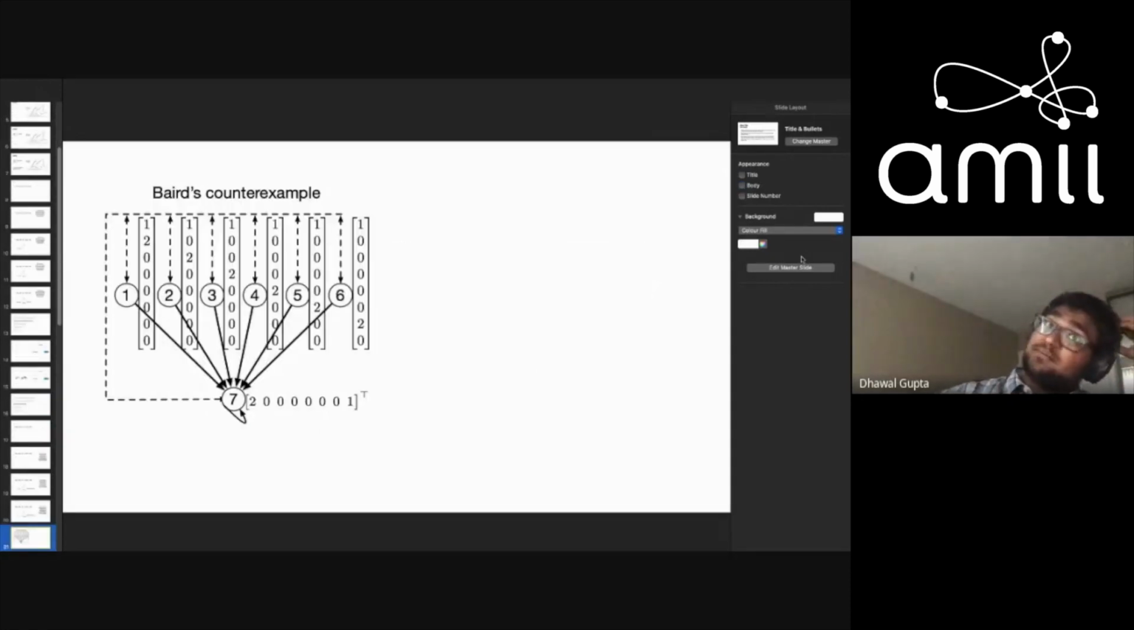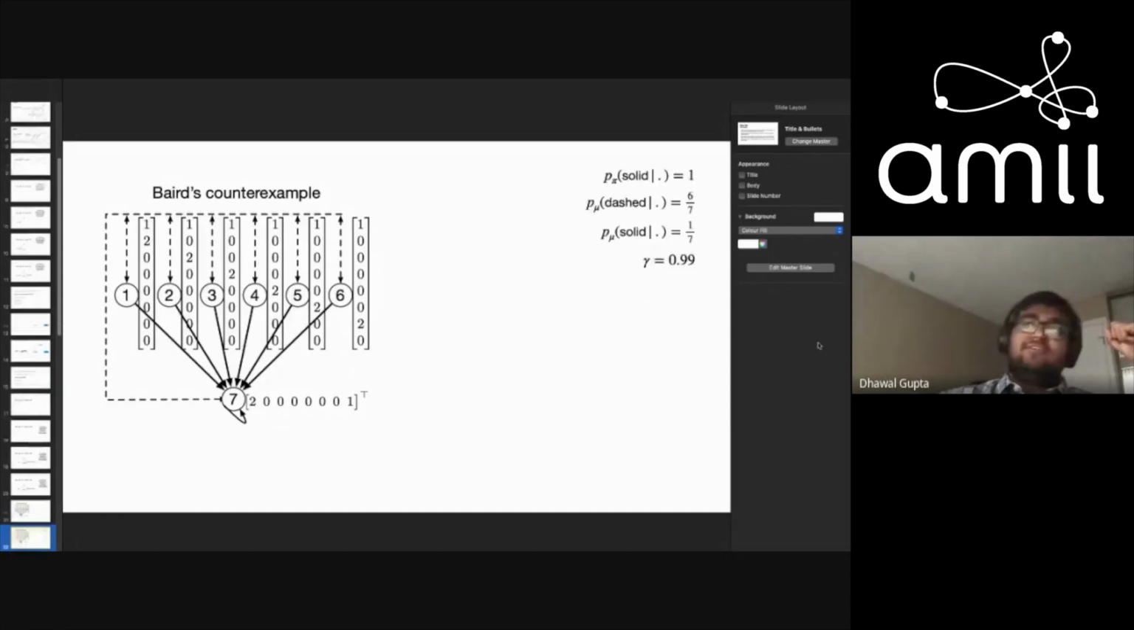Moving on to Baird's counterexample. It's a very famous example which shows divergence of TD learning, where we have an environment with 7 states, and our feature representation is over-parameterized, meaning that we have 8 features for 7 states. The target policy is deterministic, in the sense that all these 6 states transition to the 7th state, and the behavior policy is uniform, wherein from each state we can transition to any other state with equal probability.